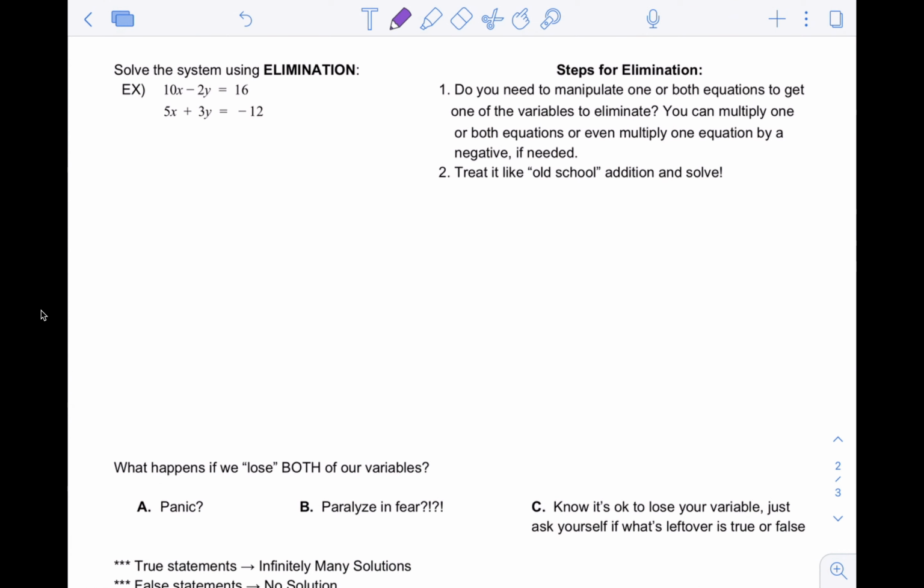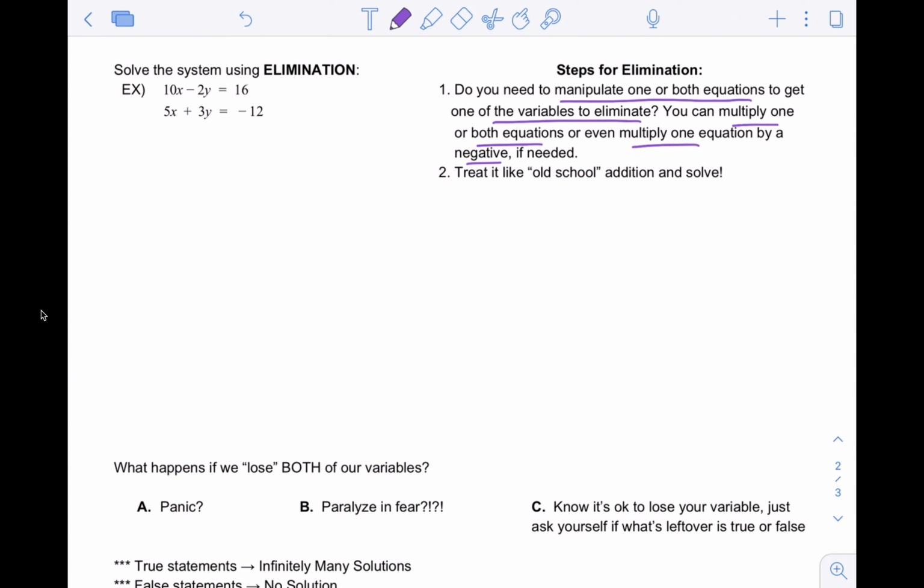So the question is, what do you need to do to manipulate one or both equations to get one of the variables to disappear, like completely vanish? Notice that you can multiply one or both equations, and you can even multiply an equation by a negative. It's up to you figuring out what you want to do and how you want to do it. So let's talk about that. We have two options. We could eliminate the x's or we could eliminate the y's.